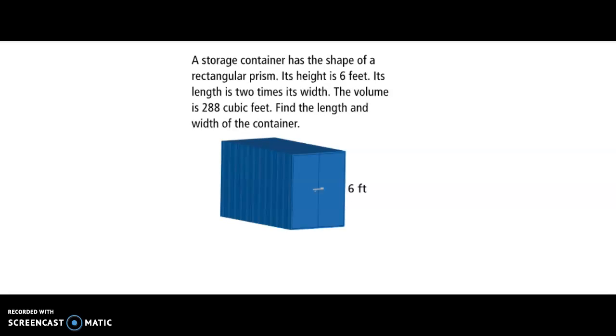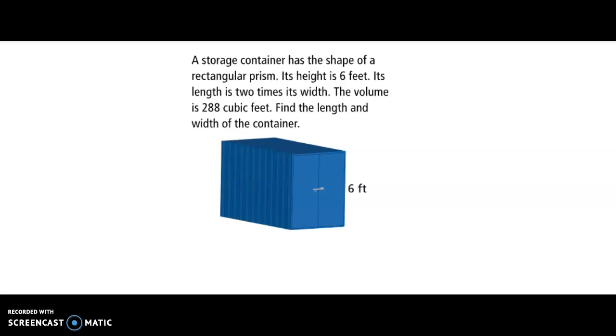So how do we apply what we just learned about solving quadratics using the square root to real-world scenarios? Well, let's take a look at this problem here. A storage container has the shape of a rectangular prism. Its height is 6 feet. Its length is 2 times its width. The volume is 288 cubic feet. Find the length and width of the container.